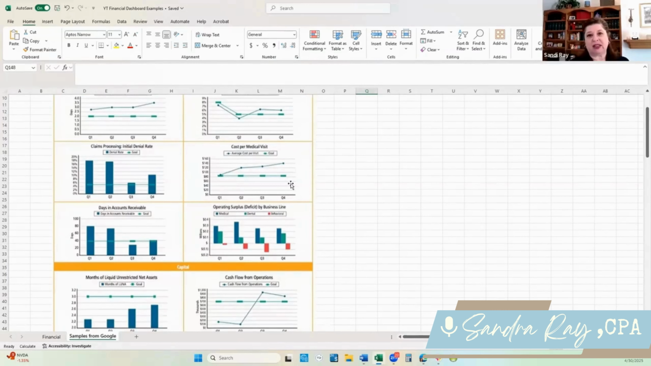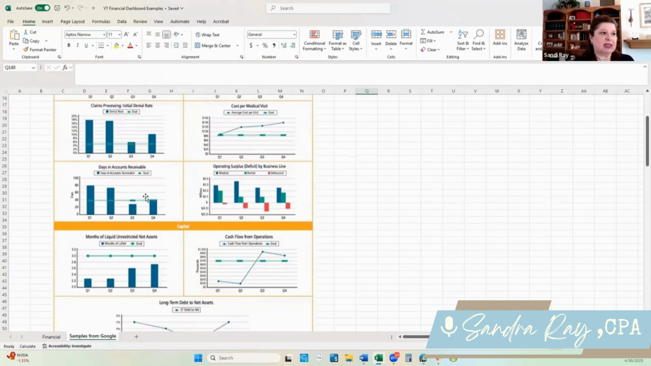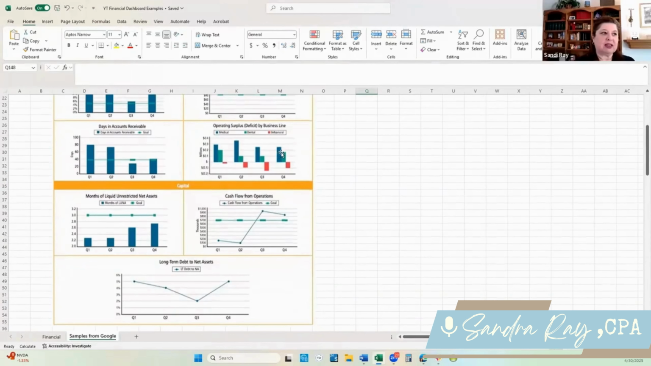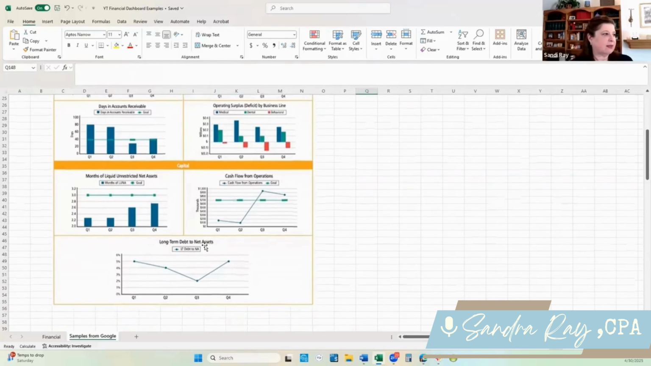Cost per medical visit. What does it cost to serve one person? Days in accounts receivable, another trying to reduce that time from the time we invoice until the time we receive the cash. Monitoring, that's critical for our cash flow. Operating surplus or deficit, looking at the bottom line, where the green line is the net income. The blue is the income, the red is the expenses, and then the green is the net.